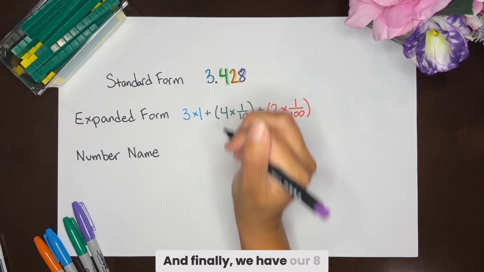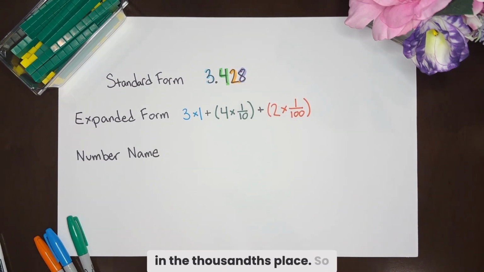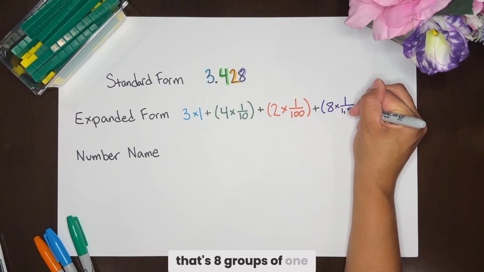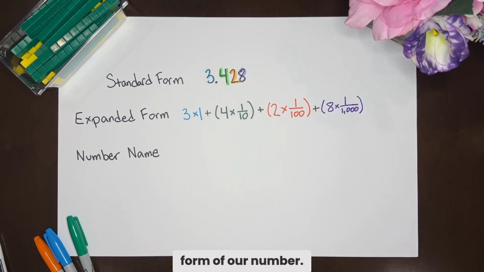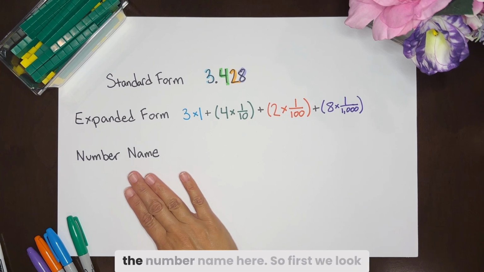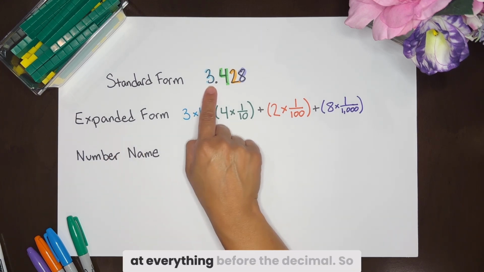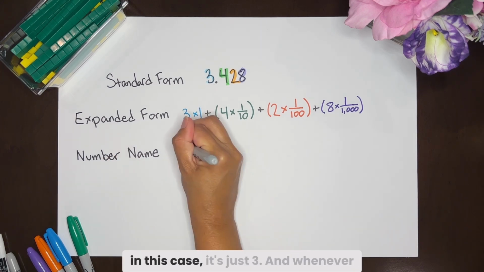And finally, we have our 8 in the thousandths place. So that's 8 groups of 1,000th. And so now we have the expanded form of our number. And let's talk really quickly about the number name here. So first we look at everything before the decimal. So in this case, it's just 3.